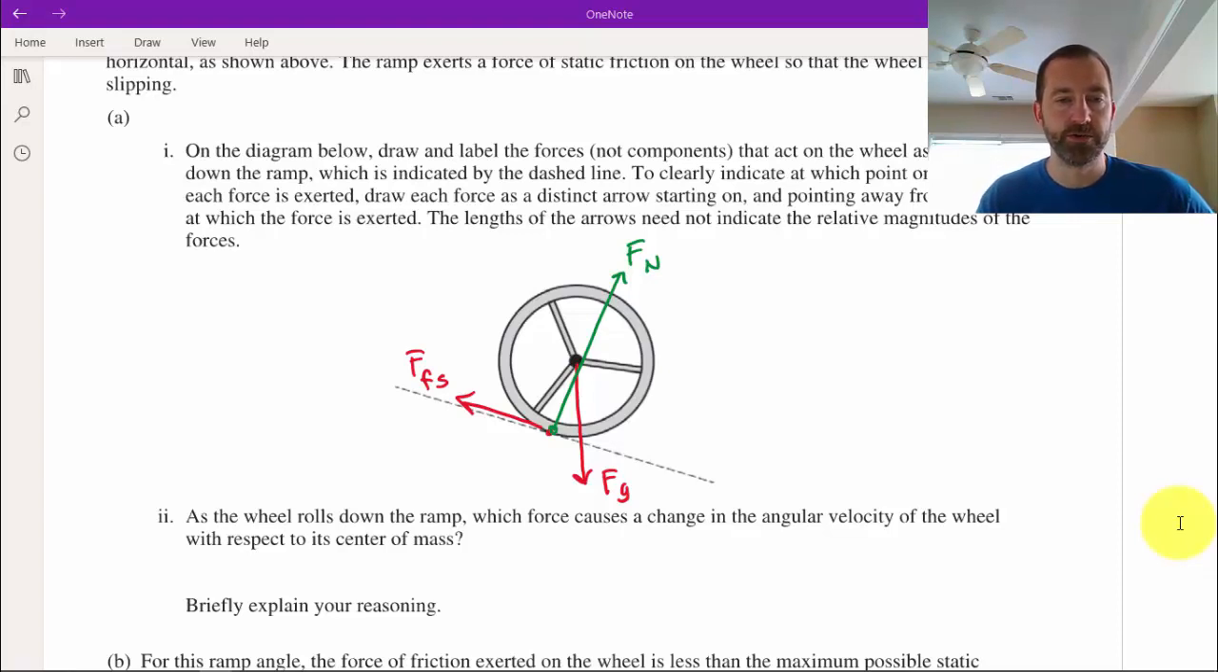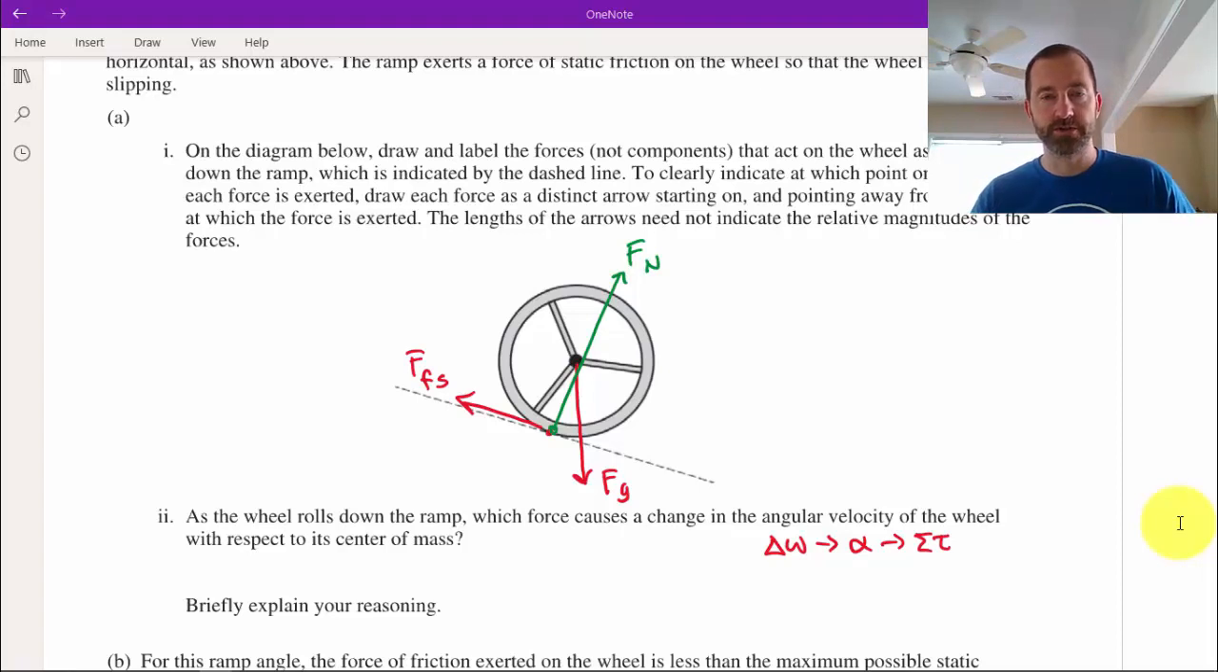All right, number 2. It says, as the wheel rolls down the ramp, which force causes a change in angular velocity? So let's do a little analysis here. If you're going to have a change in angular velocity, delta omega, that means that you have some alpha, an angular acceleration. If you have an angular acceleration, that must mean that there's some sort of net torque.